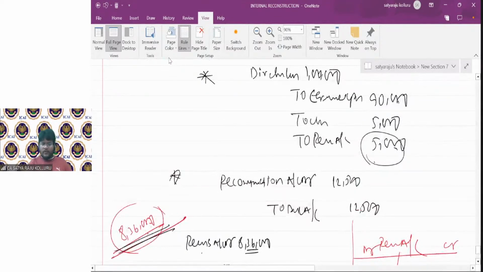This 12,500 you are talking about, we have already considered in the reconstruction account. Have you got the reconstruction balance of 8,36,000? This reconstruction balance of 8,36,000 you got after crediting aspects adding and after debiting aspects reducing. Then you got the reconstruction account balance as 8,36,000. Okay. Yeah, no doubt. Still clear, right? Yeah, fine. Now balance sheet.